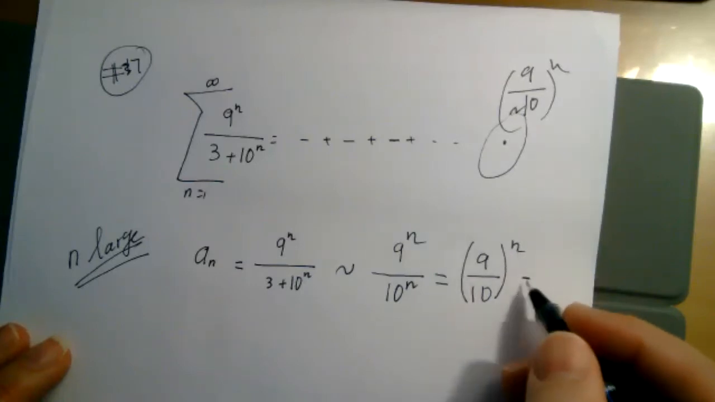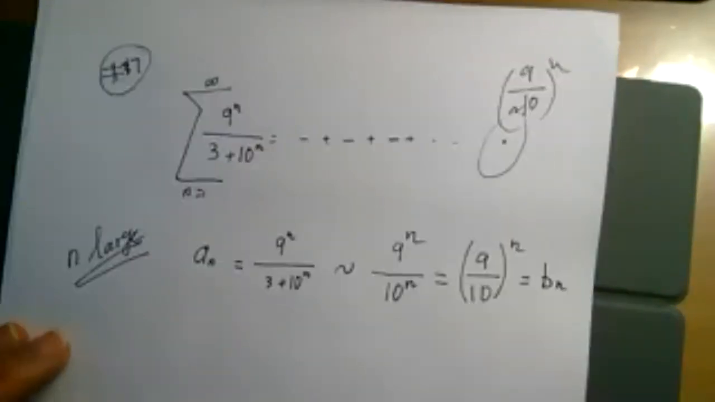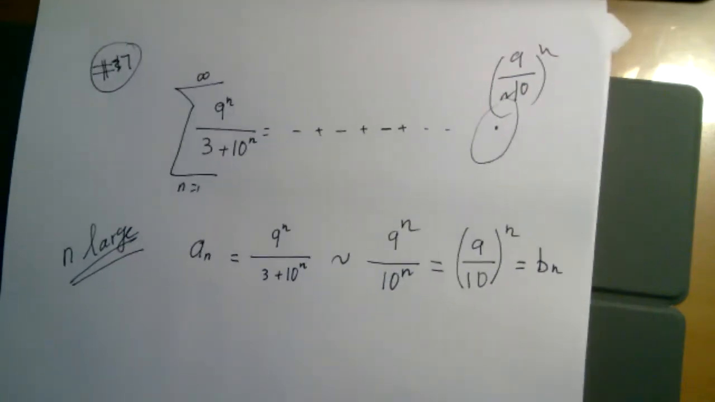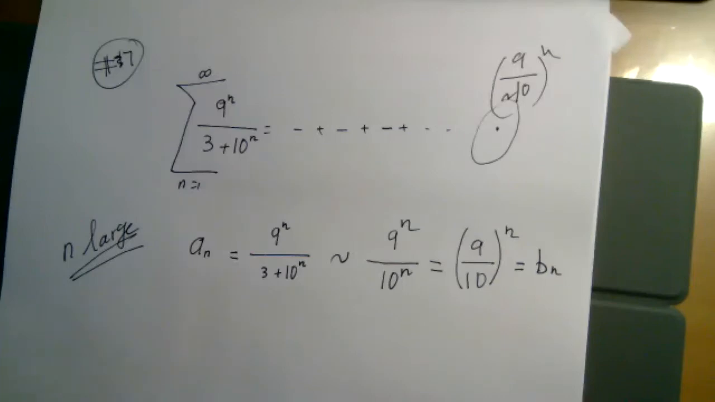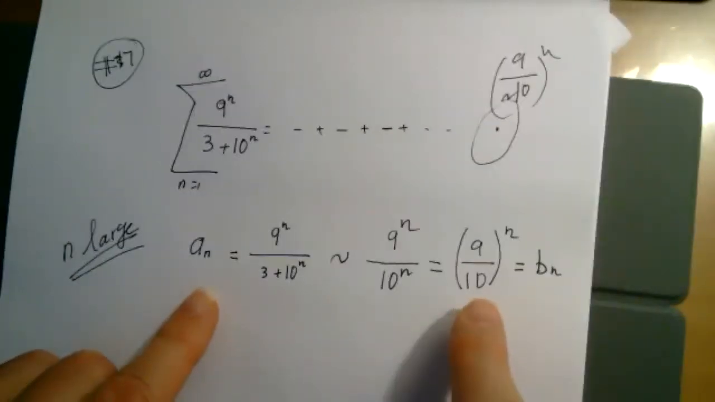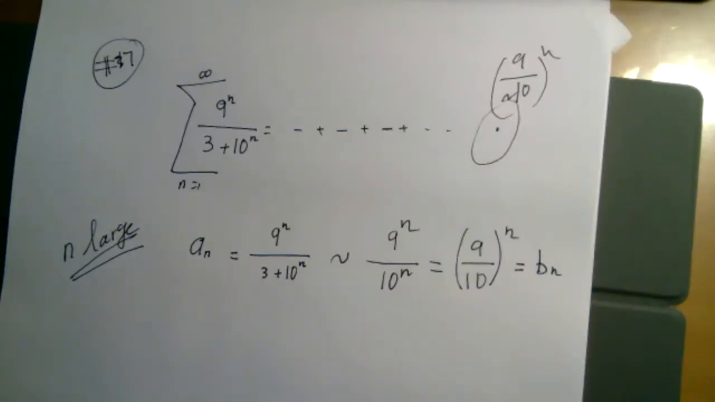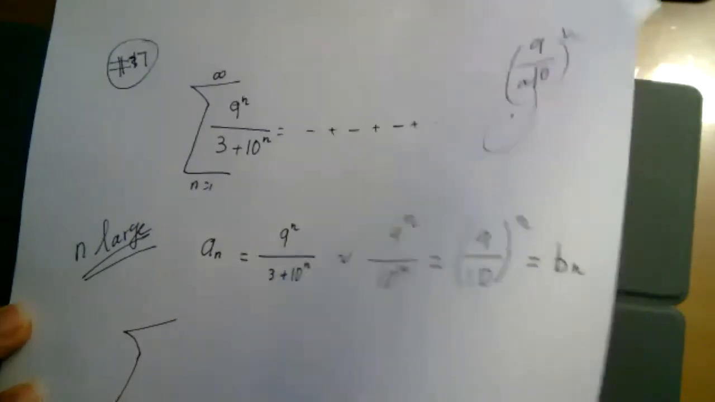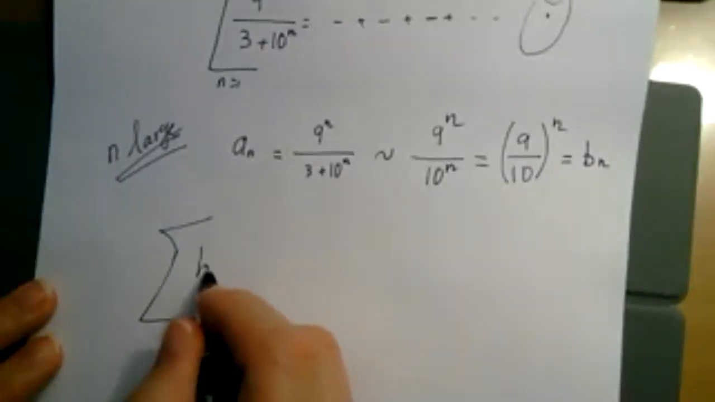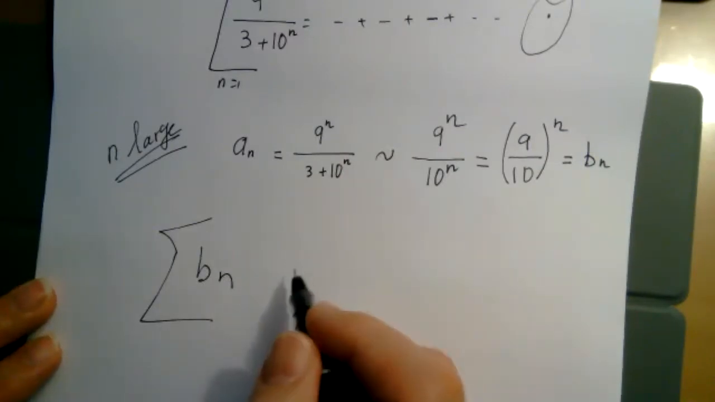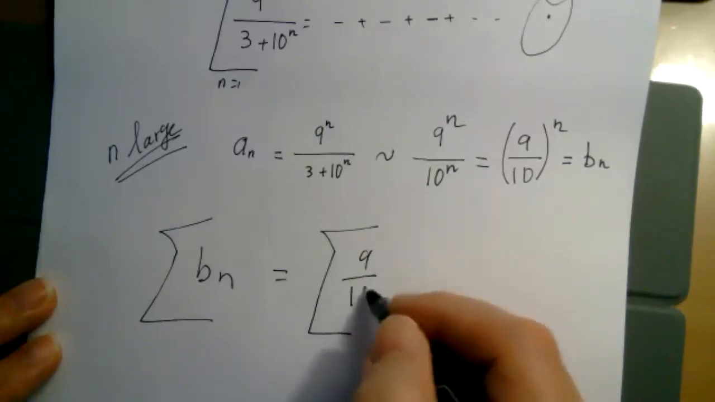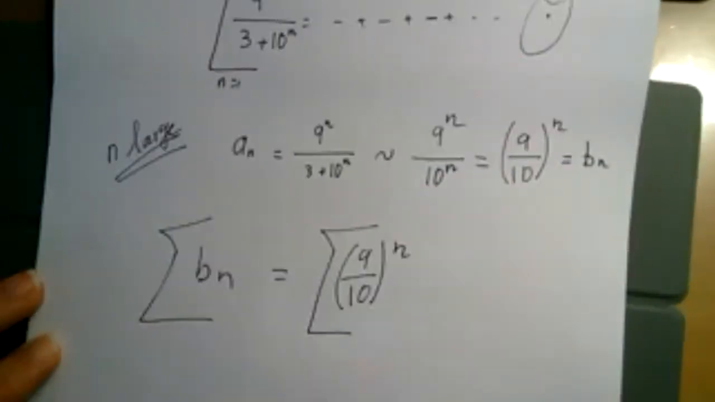So this is going to be my choice of b_n. That's how we choose b_n. We ask ourselves, for n large, what do the terms of my series look like? And we try to compare it to something whose behavior we actually understand. So now let's look at sigma b_n. Sigma b_n is sigma of (9/10) to the power n.